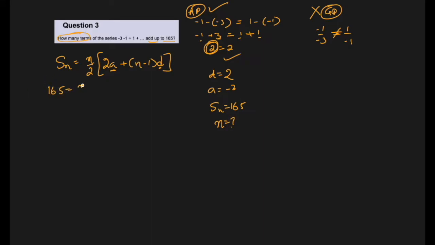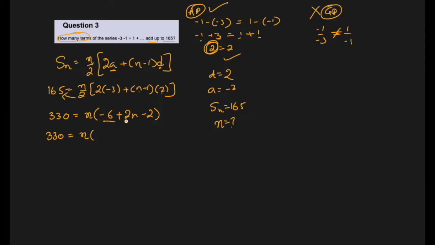165 equals n over 2, 2 times a, which is minus 3, plus (n minus 1) and d is 2. So let's get rid of this 2 by cross multiplying here. 2 times 165 will be 330 equal to n times (minus 6, since 2 times minus 3 is minus 6, and 2 times n is 2n, 2 times negative 1 will be minus 2). So 330 equal to n times (minus 6 minus 2 is minus 8, plus 2n).